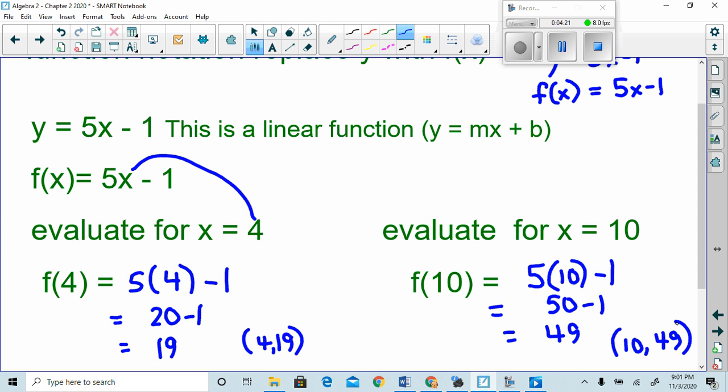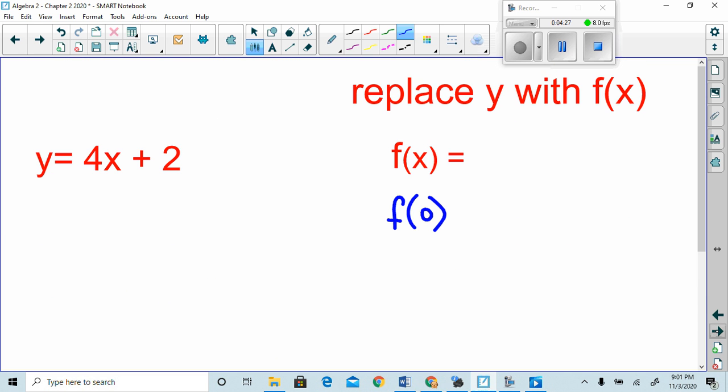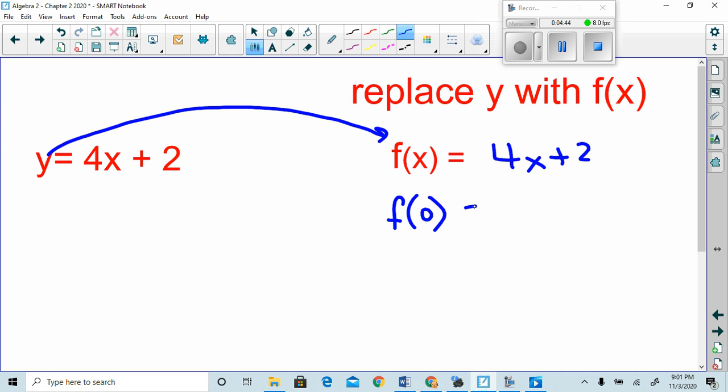Instead of, again, doing a whole table of values, I might only need to evaluate at a given point. So what are we doing? We're replacing y with f of x. Here is my equation. I'm going to take out the y, replace it with f of x, and now evaluate at a given point.